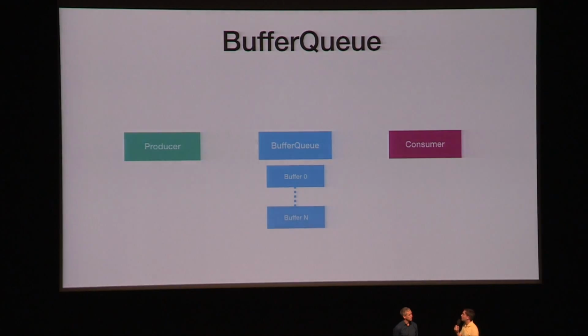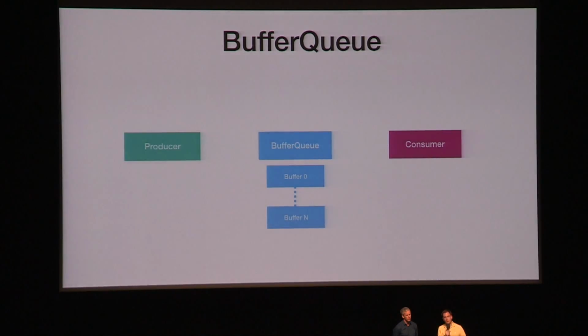BufferQueue is what powers the entire graphics pipeline on Android. It's a fairly simple consumer-producer architecture. A BufferQueue is made of a number of buffers, which makes quite a bit of sense. The number of buffers depends on how you configure the BufferQueue. Sometimes it's 1, sometimes it's 2, sometimes it's 3. It really depends on what we're trying to do in the platform.